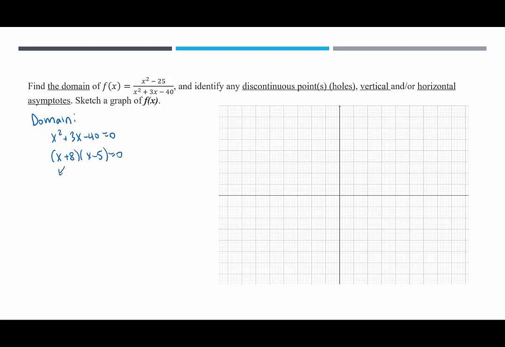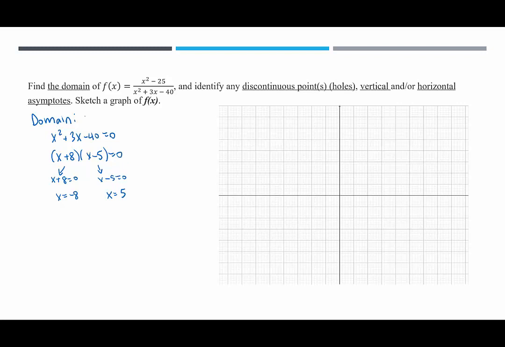Now we set each factor equal to 0. So if x plus 8 is equal to 0, we're going to get a 0 at x equals negative 8. And x minus 5 is equal to 0, we're going to have a 0 at positive 5. So if we were to plug in negative 8 for x or 5 for x, we're going to have a 0 in the denominator, which is not allowed. So those two values are pulled out of the domain. So the domain consists of all real numbers except for negative 8 and positive 5.